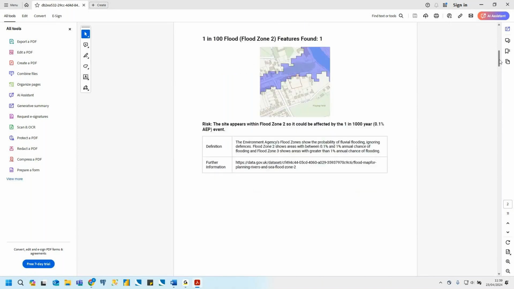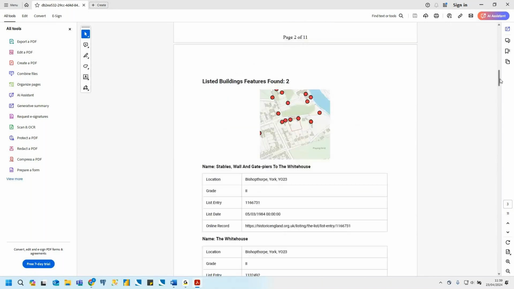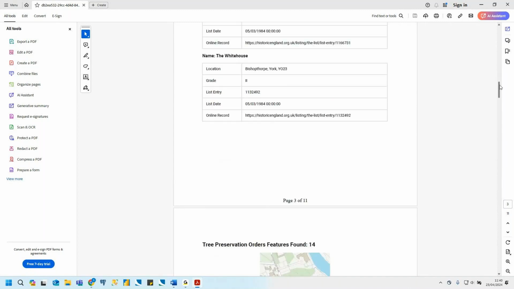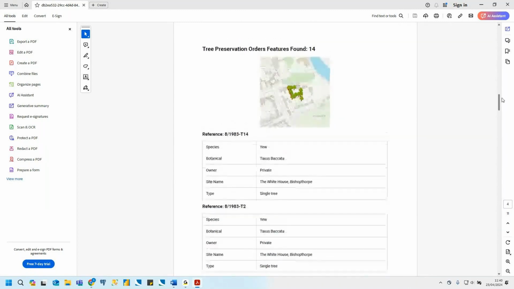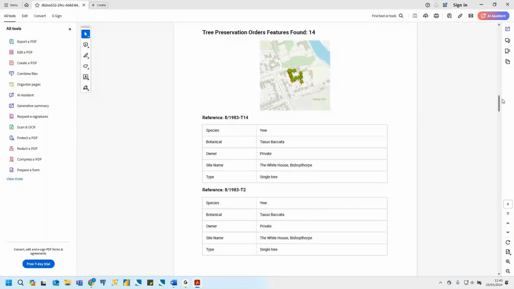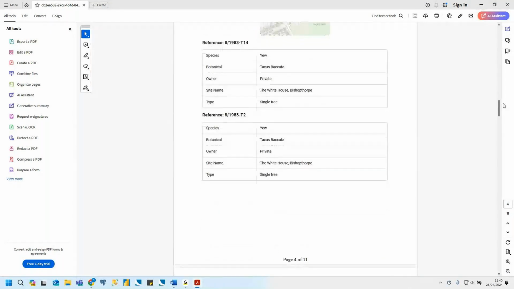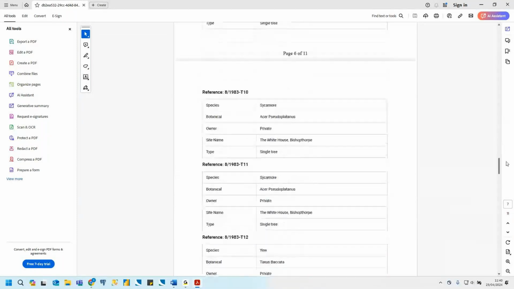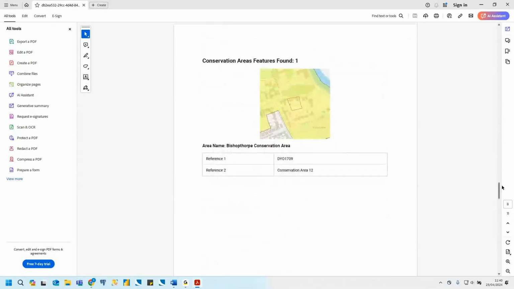If we start to scroll down the document, other sustainability factors it's considered are listed buildings. We've searched that data, so it's found 2 within the site, and we've got information there about those particular 2 listed buildings underneath. It's also found 14 TPOs within that site extent, and then underneath, we've got the records for each of those TPOs.